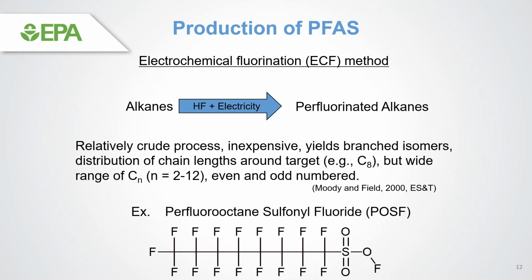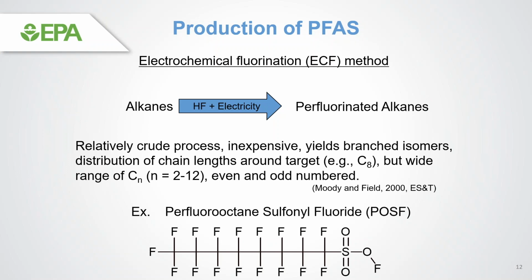I mentioned some of the production. I'll briefly touch on electrochemical fluorination methods. It's a relatively crude process. It's fairly inexpensive. It does take some expertise to do. There are oftentimes many products that may be off spec and have to be disposed of, but they basically yield branched isomers with a distribution of chain lengths, generally with carbon lengths from 2 to 12, but depending on how they manage the process, they can go to higher chain lengths if needed, depending upon the application. An example of that is shown here, just basically a process to generate these perfluorinated alkanes.